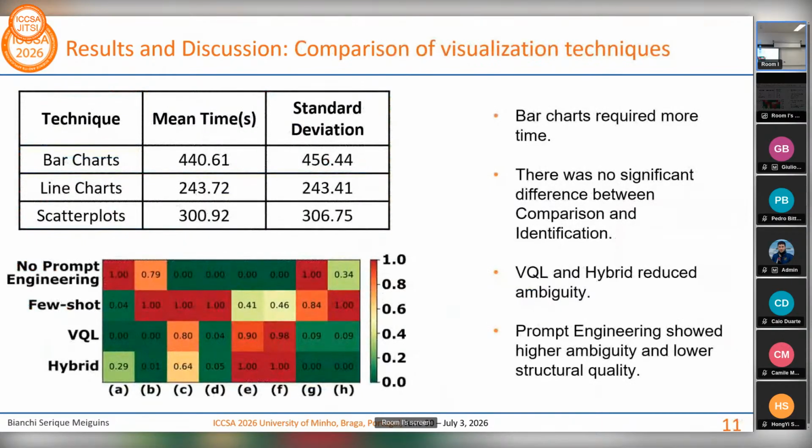When you compare visualization techniques, bar charts require more time than line charts and scatter plots to build and try to complete the task. This may happen because bar charts often require explicit categories, aggregation, and comparisons. In other words, you need more steps to conclude the task. The study also showed no significant difference between comparison and identification tasks. In general, the VQL and the hybrid approach reduce ambiguity. It's good for the quality of the prompt used.